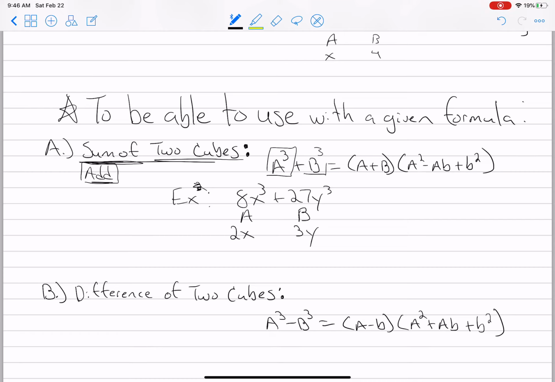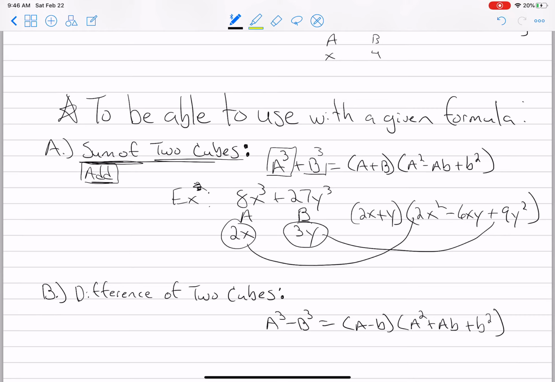Okay? So now that I know what a and b are, I can just fill in. It's a plus b, so it's 2x plus 3y times a squared, which is 2x squared, minus a times b. A times b is what? 6xy. Plus b squared is 9y squared. This squared is here. This squared is here. All right, that's the sum of two cubes. All you have to know is how to recognize it and then how to use the formula if you're given it.